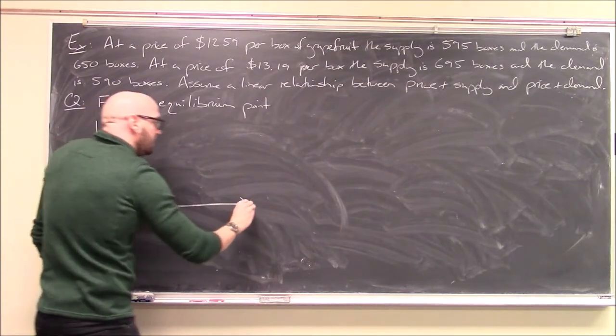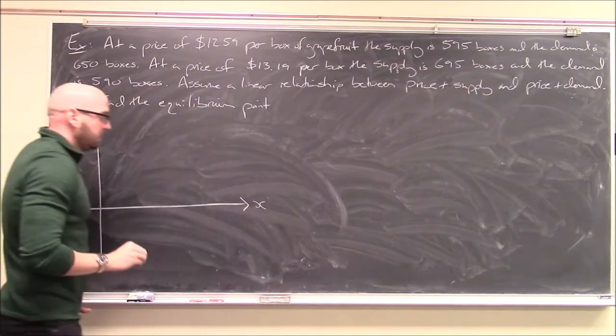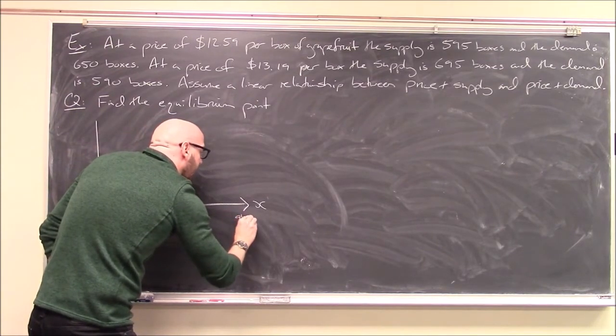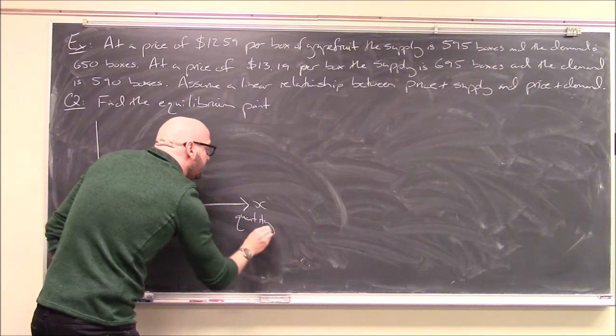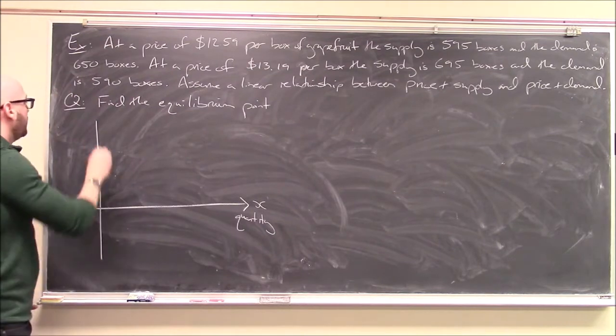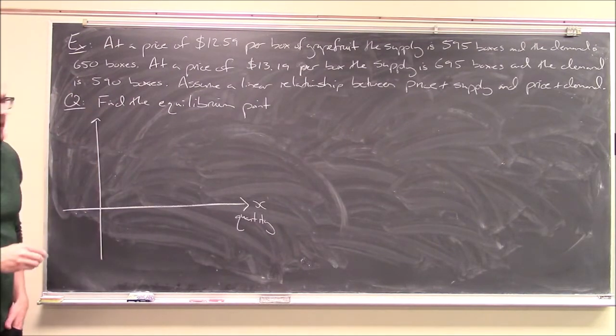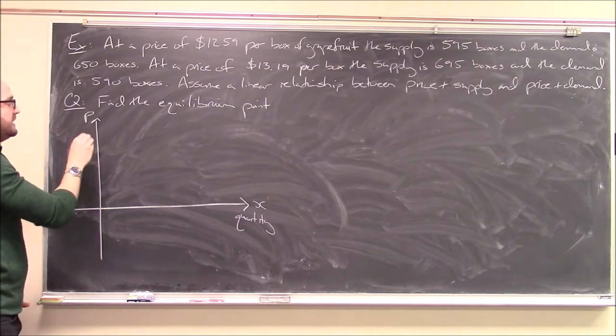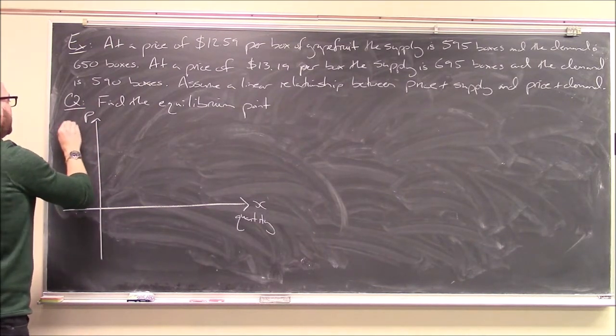On the x-axis, let's plot the quantity of boxes, so x will be quantity. And on the y-axis, let's plot the price. I'm not going to call this y. For price, let's call it p, so it'll be the p-axis now. This will be price.